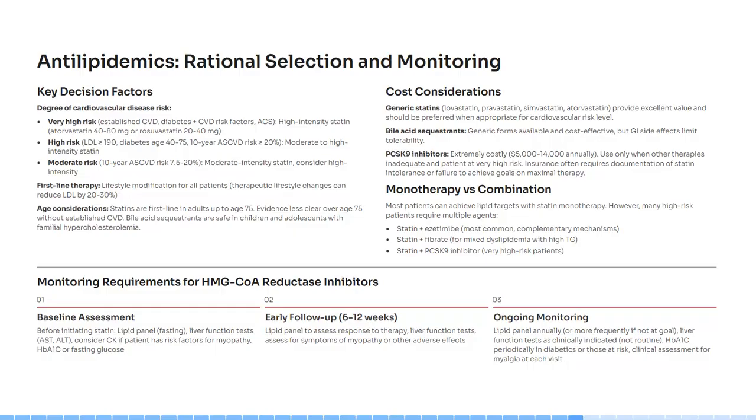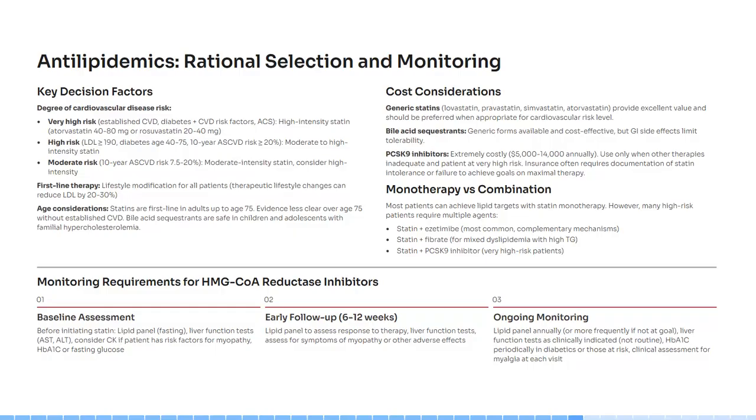So monotherapy versus combination therapy. Most patients can achieve lipid targets with just a statin alone. But high-risk patients may need a statin and ezetimibe. They may need a statin and a fibrate, or they may need a statin and a PCSK9 inhibitor. That's very, very high-risk patients.